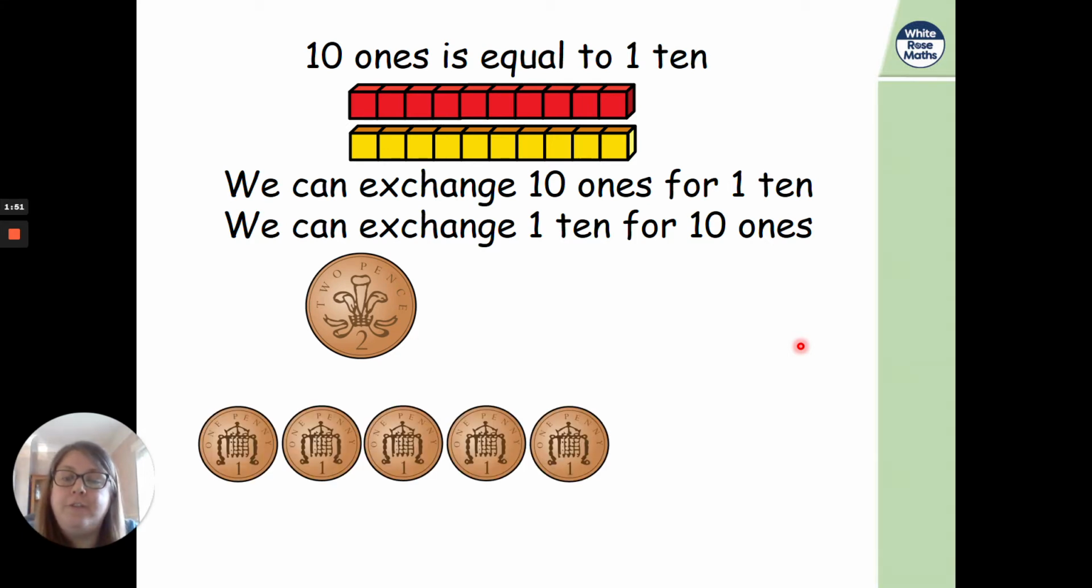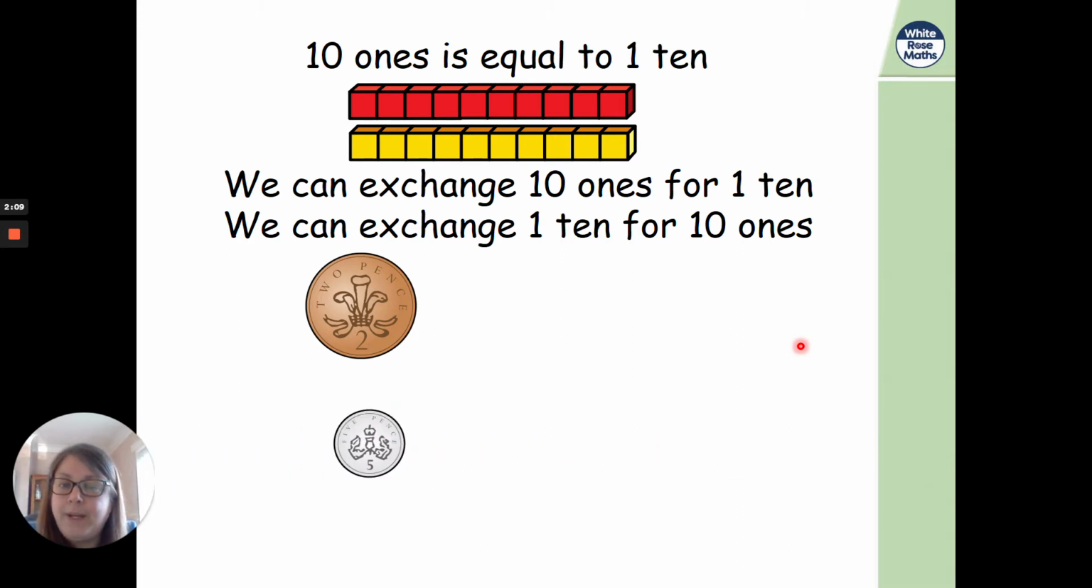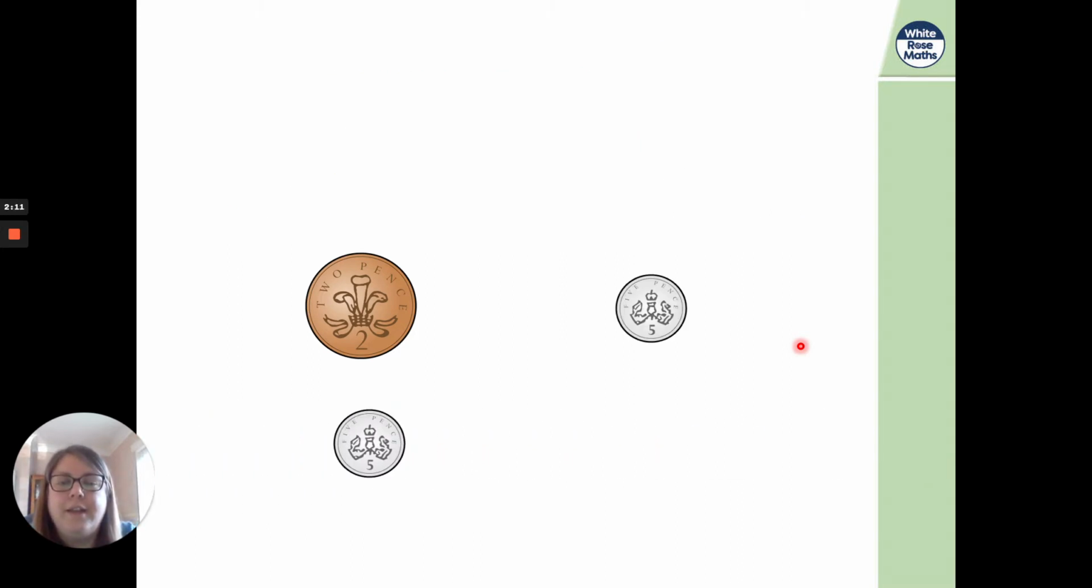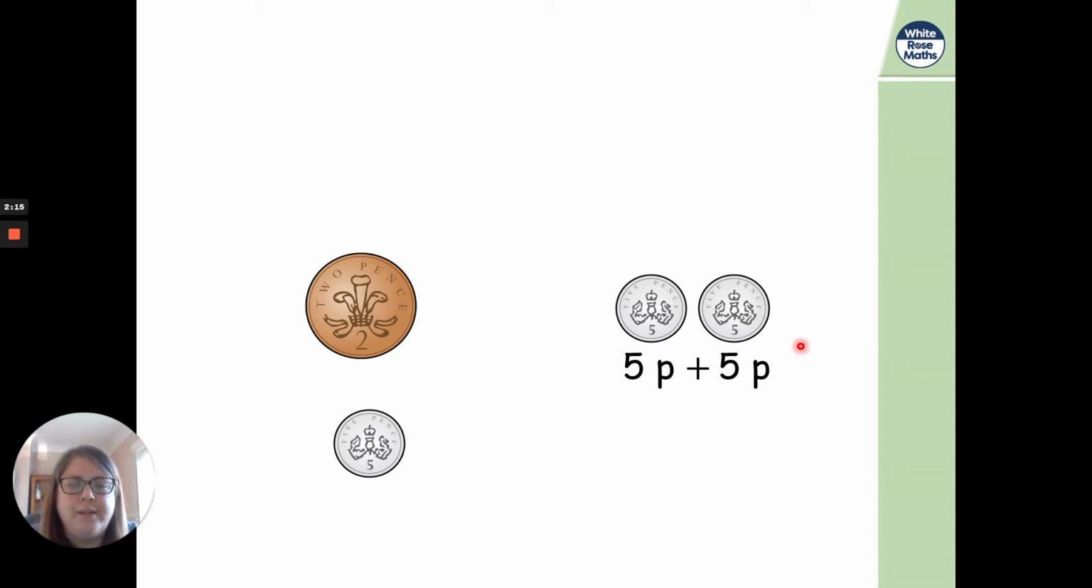If we had 5 1 pennies then, what could we exchange that for? Remember going back to that first screen where we saw all those coins? We didn't have a 3 and a 4 pence coin or a 6, 7, 8 and 9, did we? There's only certain coins that we can use. So if we've got 5 1 pennies, we could exchange that for a 5 pence piece.